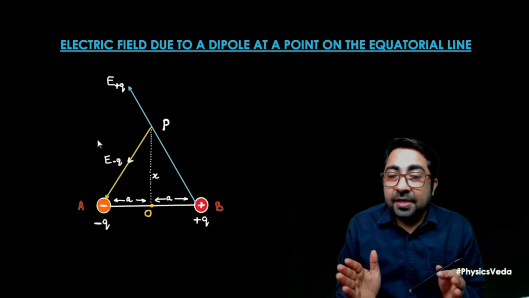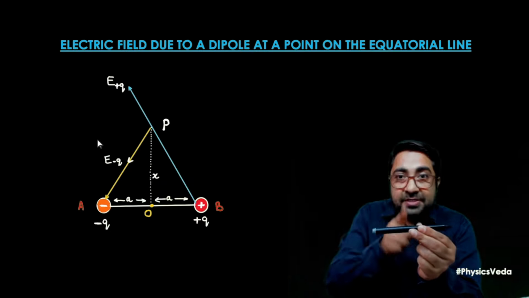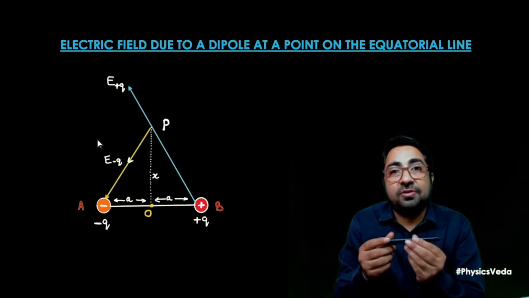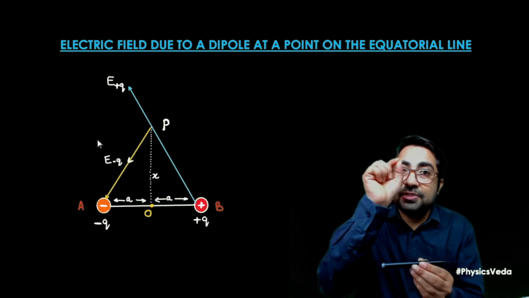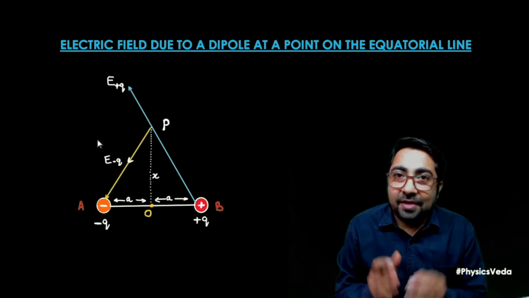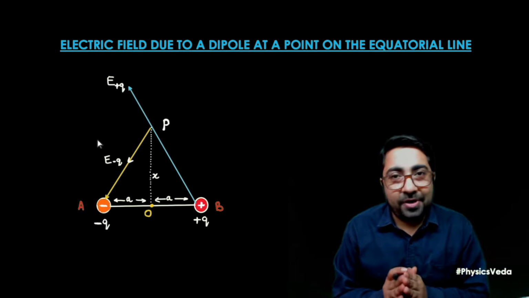So any point which is situated on this line, the line which passes through the center of the dipole and makes 90 degrees with the axis of the dipole, that point is known as the equatorial point. So here we will calculate the electric field intensity due to an electrical dipole at the equatorial point.